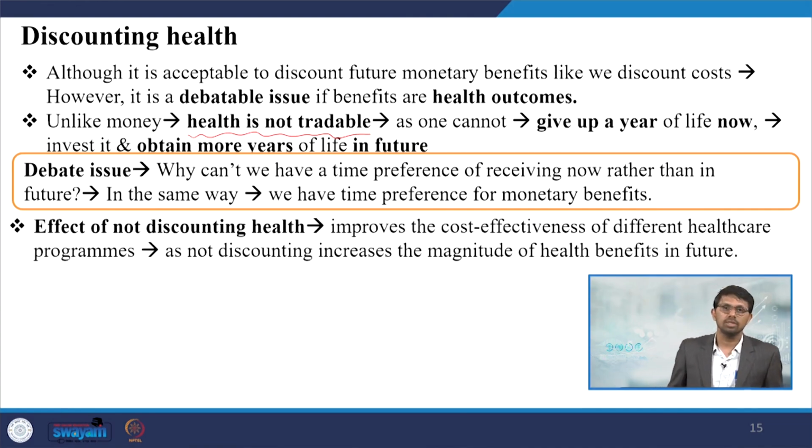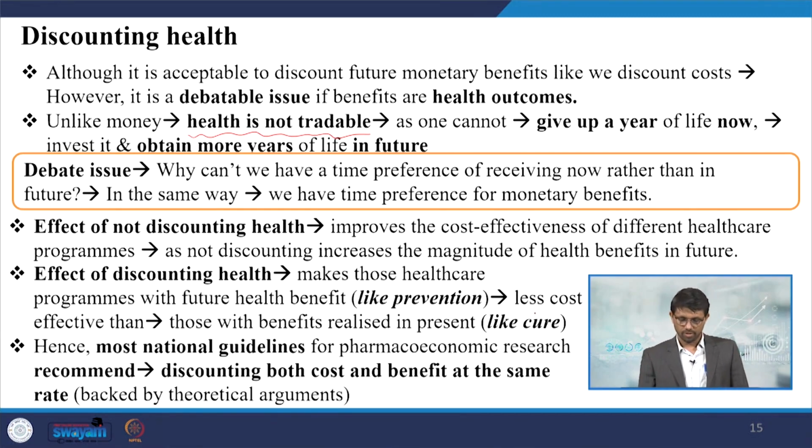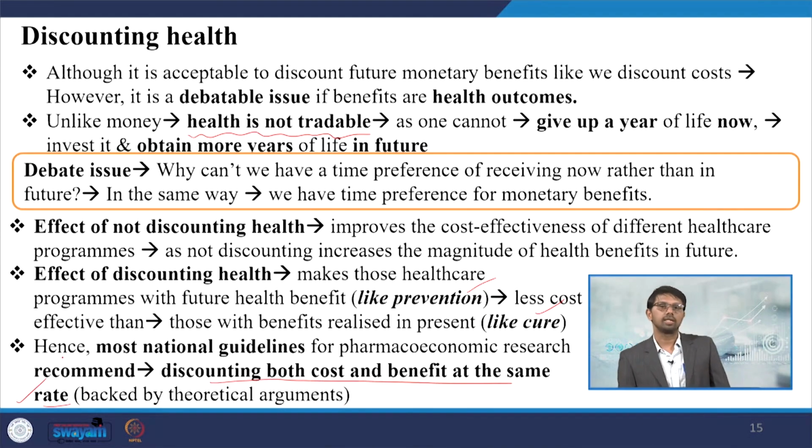The effect of not discounting health improves the cost effectiveness of different healthcare programs, as not discounting increases the magnitude of health benefits in future. The effect of discounting health makes those healthcare programs with future health benefit, like prevention, less cost effective than those with benefits realized in the present, like cure. Hence, most national guidelines for pharmacoeconomic research recommend discounting both cost and benefit at the same rate. You can just note that might be another possible question.